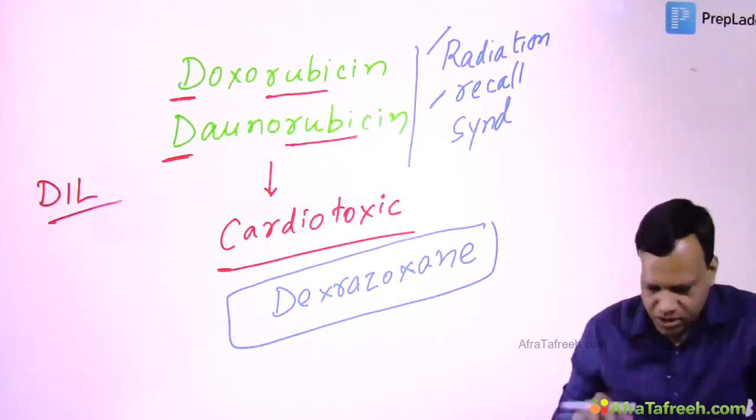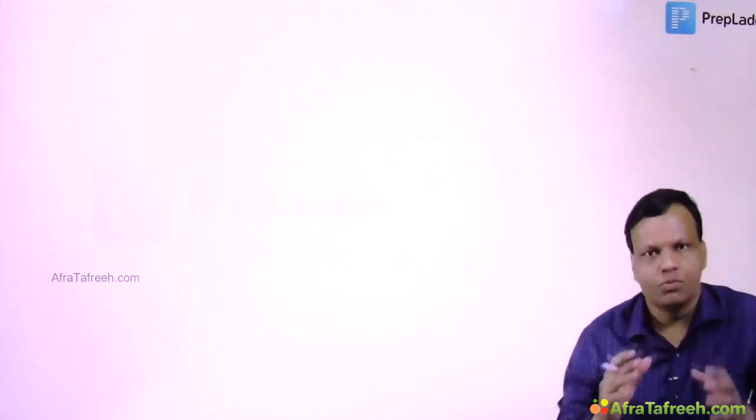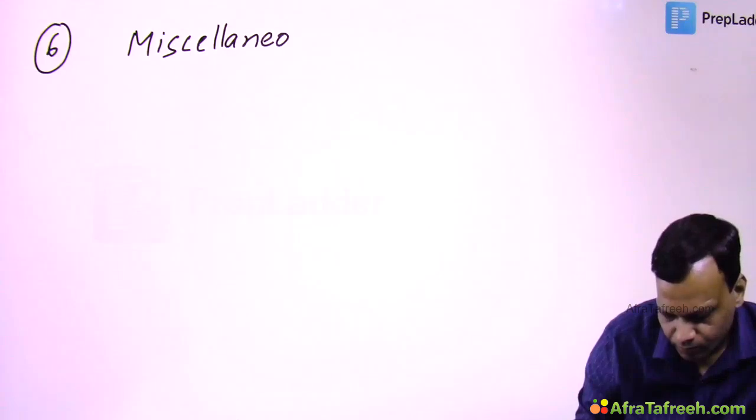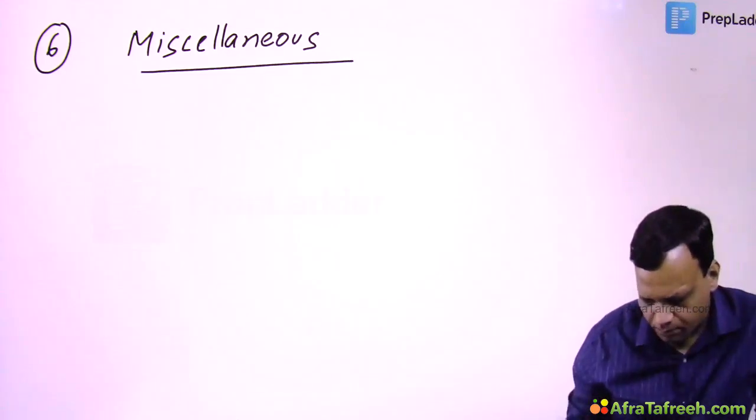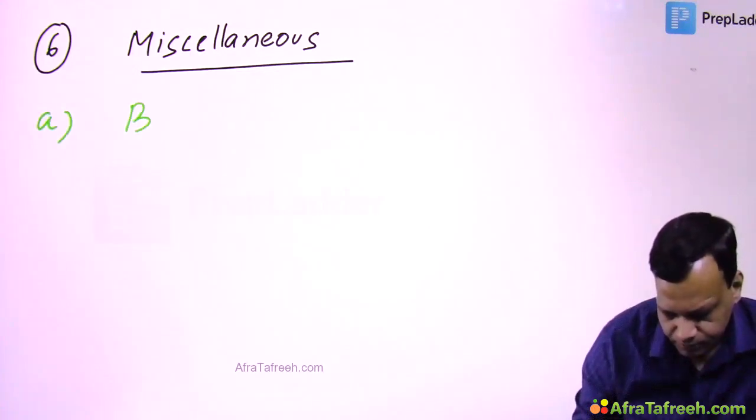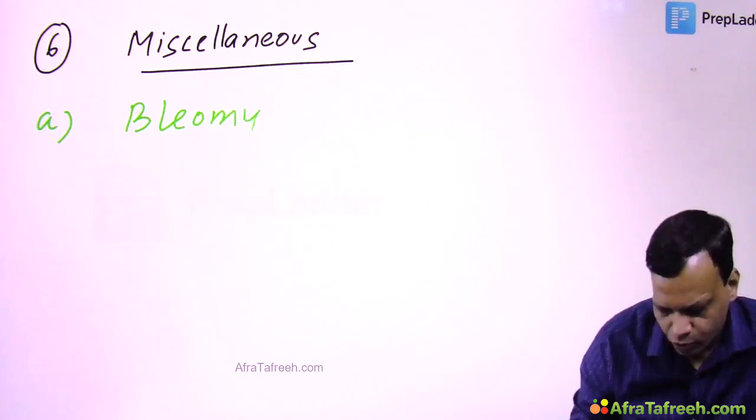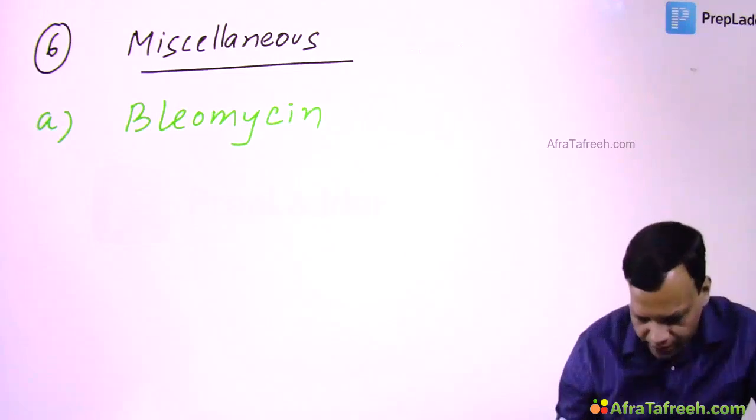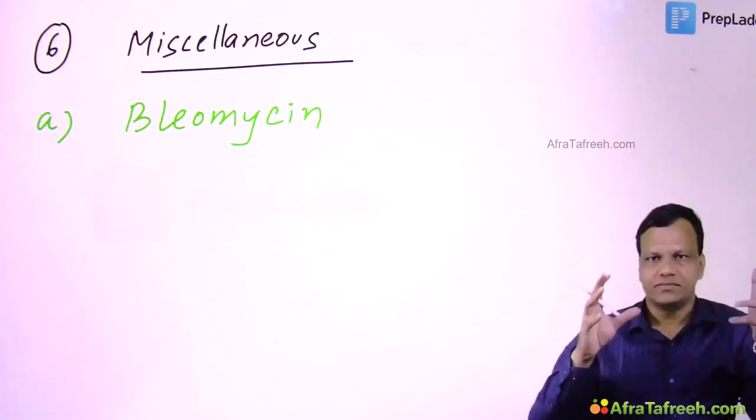Okay. So this is about the topoisomerase inhibitors. Now moving to the remaining drugs, or we can say miscellaneous drugs. And the most important drug which is missing is bleomycin. So as we discussed already, bleomycin.